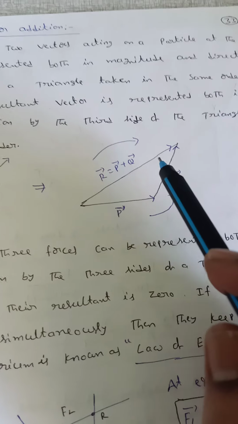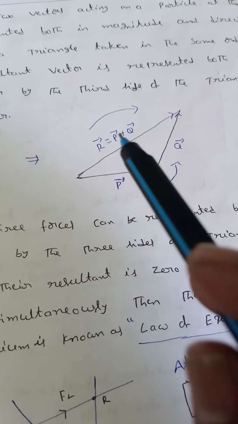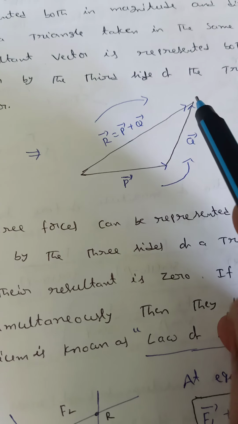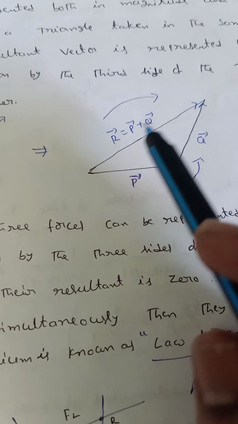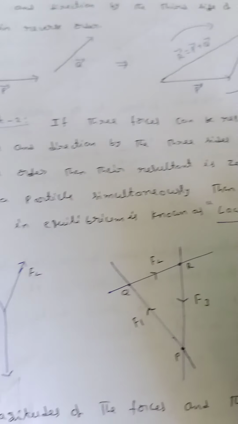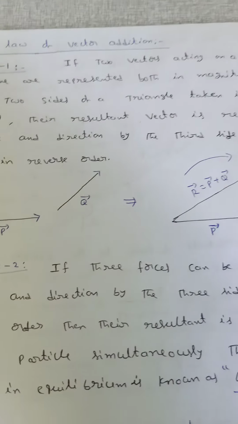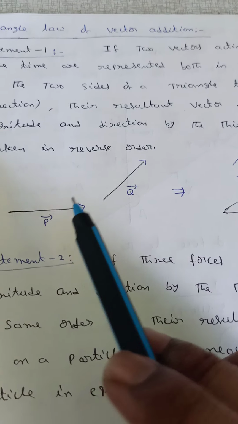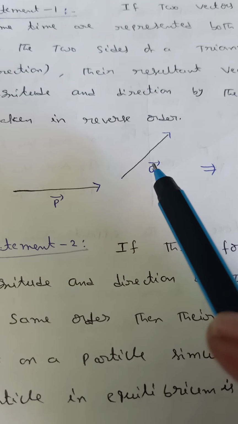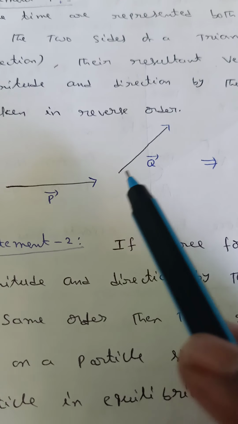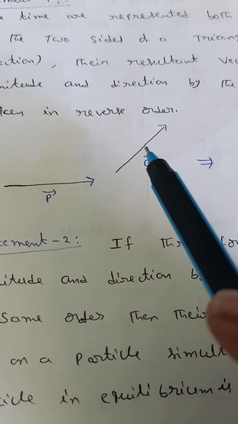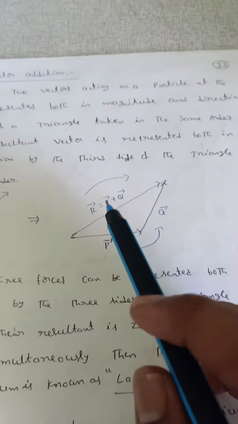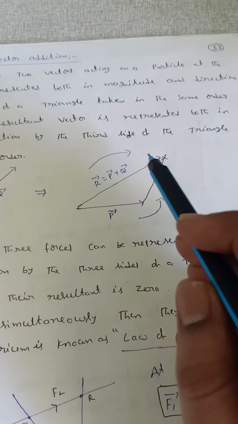This is also the same as the addition of vectors. Addition of vectors means the first vector's head and the second vector's tail coincide, and the third side is the resultant. And also this is the triangle law. Triangle law means if two vectors acting on a particle at the same time are represented both in magnitude and direction by the two sides of a triangle taken in the same order, then the resultant vector is represented both in magnitude and direction by the third side of the triangle taken in reverse order.